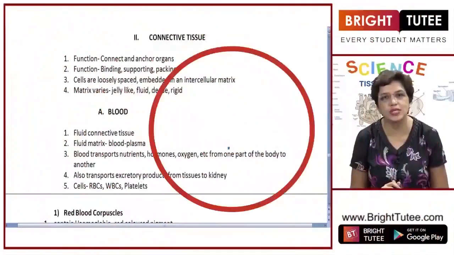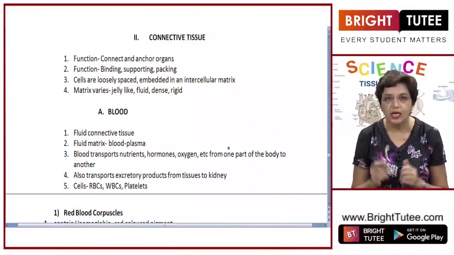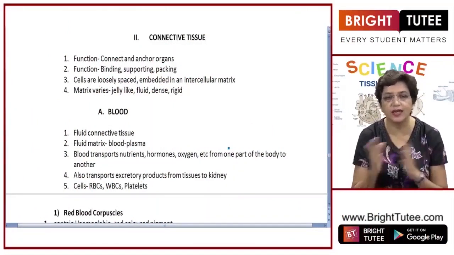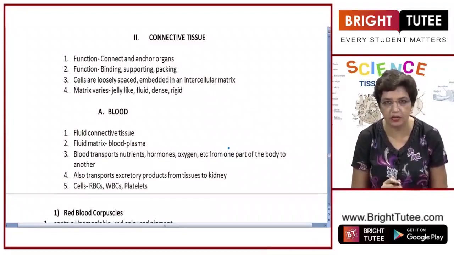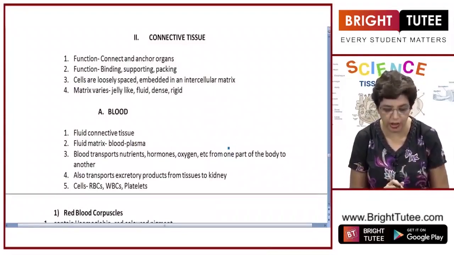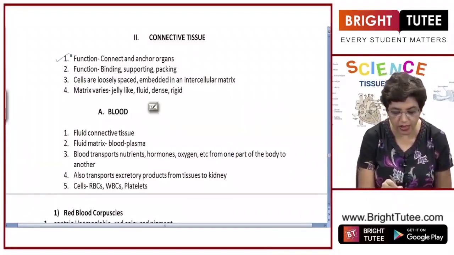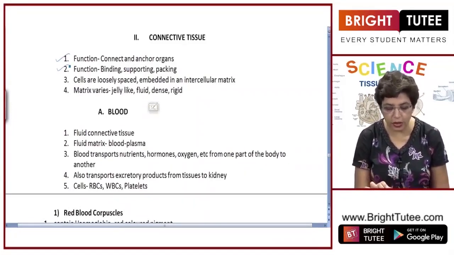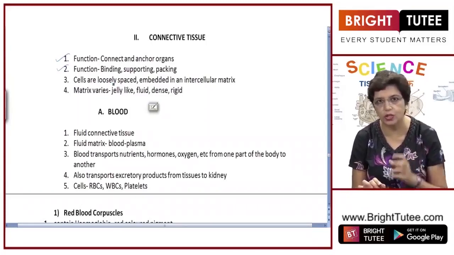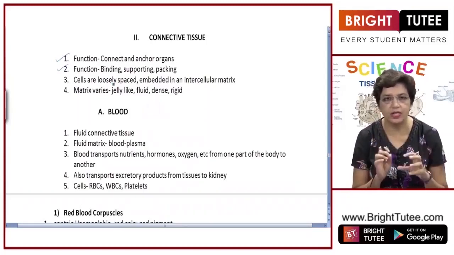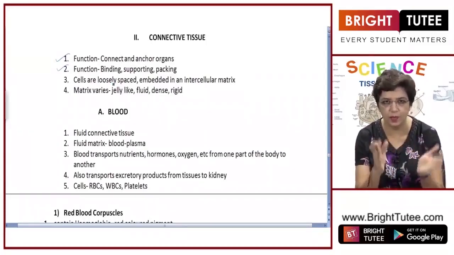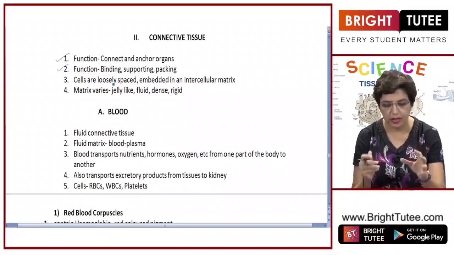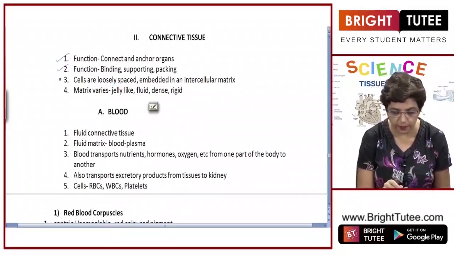Next type of tissue is the connective tissue. Alright, so connective, as the name suggests, they connect different parts of the body together and help in efficient functioning. So, main function is they connect and anchor the organs. Apart from this, they also help in binding, supporting, and also the packaging tissue. Wherever there is a blank space between organs or in between organs, the connective tissues are present.